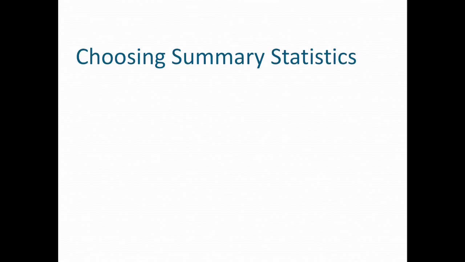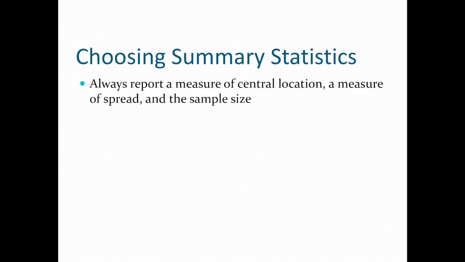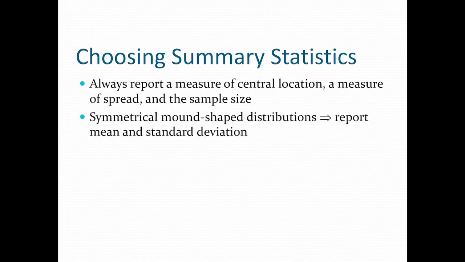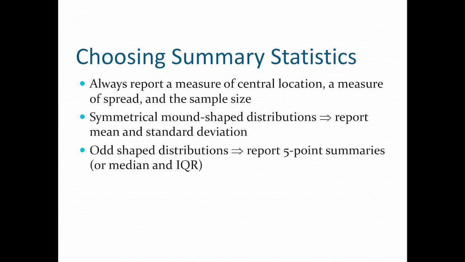So when we choose summary statistics, to finish this all out, we always want to report a measure of central location, a measure of spread, and the sample size, at least. Next, if there's a symmetrical mound shape distribution, we want to report the mean and standard deviation. This is going to tell us a lot more than the other central location measurements. And if we have an odd shape distribution, we want to report the 5-point summary or median and IQR.